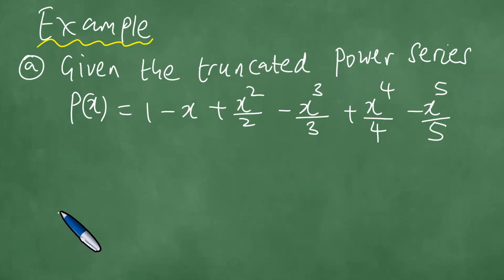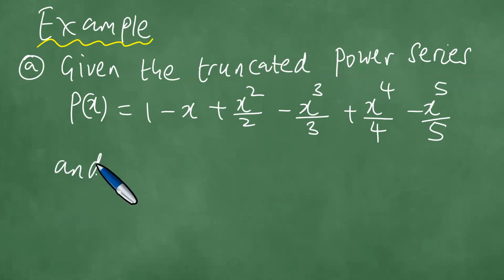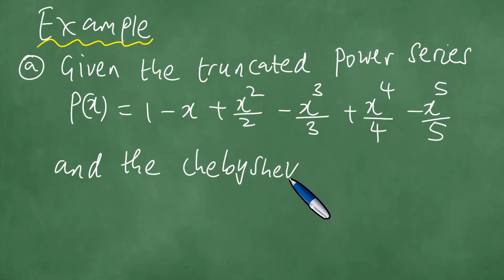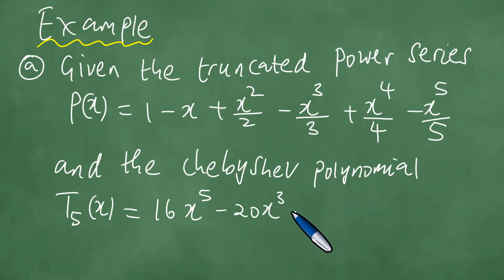Next, in the Chebyshev polynomial, the Chebyshev polynomial T5 is 16x to the 5th power minus 20x cubed plus 5x.